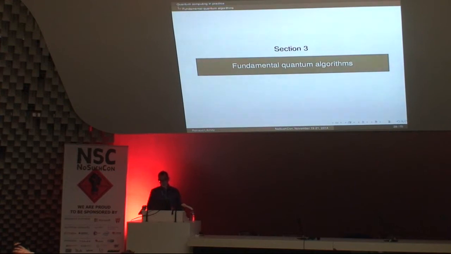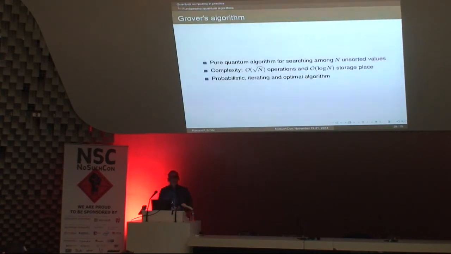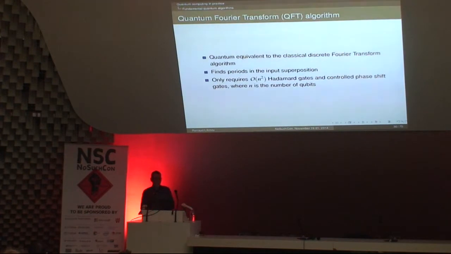Right? So, fundamental quantum algorithms. The first interesting algorithm in the quantum world is Grover's algorithm. It will perform a search among n different unsorted values in only square root of n operations. So this is a very fast way to search around mixed data. It is a probabilistic, iterating, but optimal algorithm: there doesn't exist any more efficient algorithm in the quantum world. This is the best algorithm you can find.